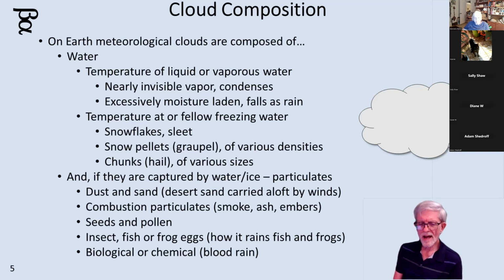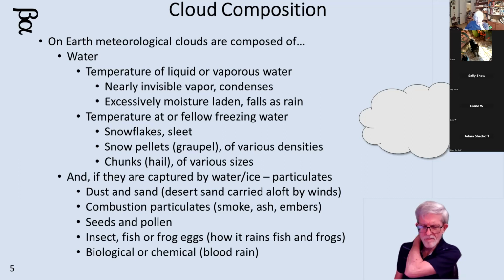But even if you have smoke, ash, or embers, they can be lofted by winds and be picked up by the water. And you have smoky rain, rain that when it falls on your car, it makes this kind of gray, smoky ash substance on your vehicle. And that's just clouds carrying particles.